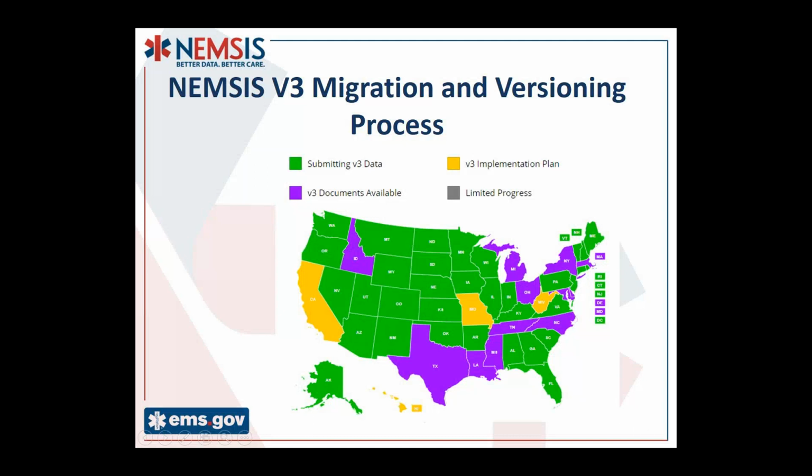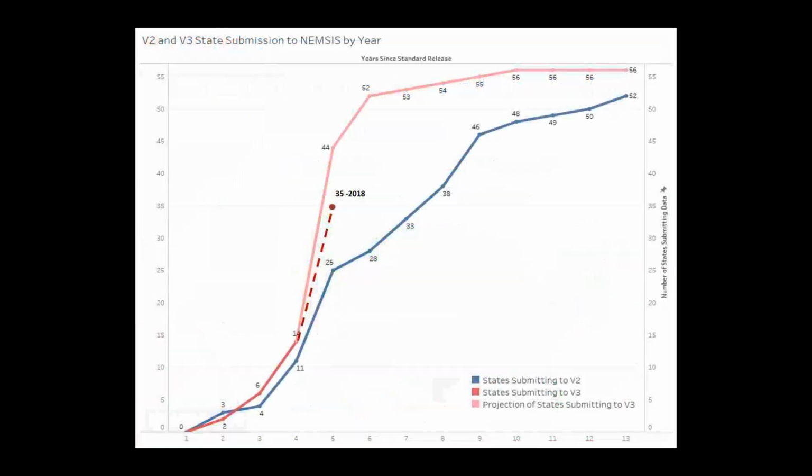How quickly are states coming on to version 3? We built this little figure, and I just thought it might be valuable to show it just real quickly. So on the y-axis here would be all states and territories within the United States. And then the x-axis is number of years that have passed since the release of a NEMSIS standard. So if you look at the blue line, this represents how quickly states came on after the release of version 2. So you can see we released it, and no states came on the first year.